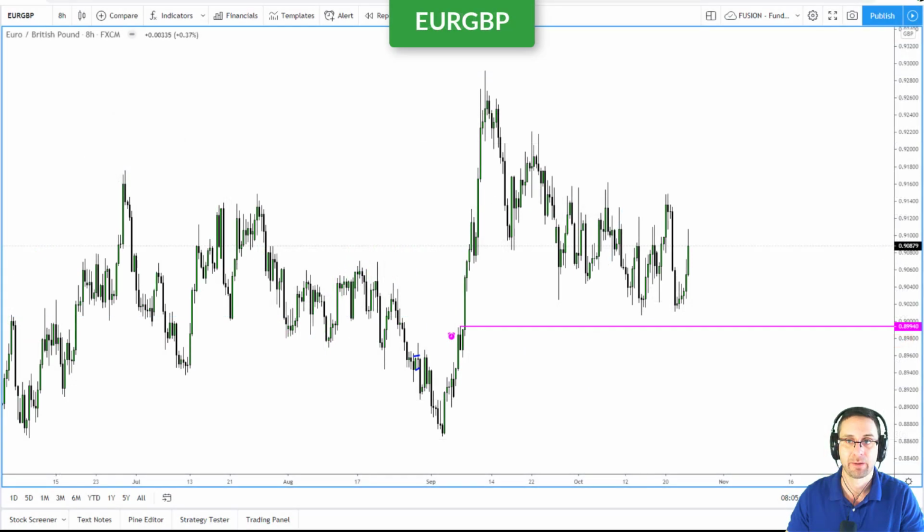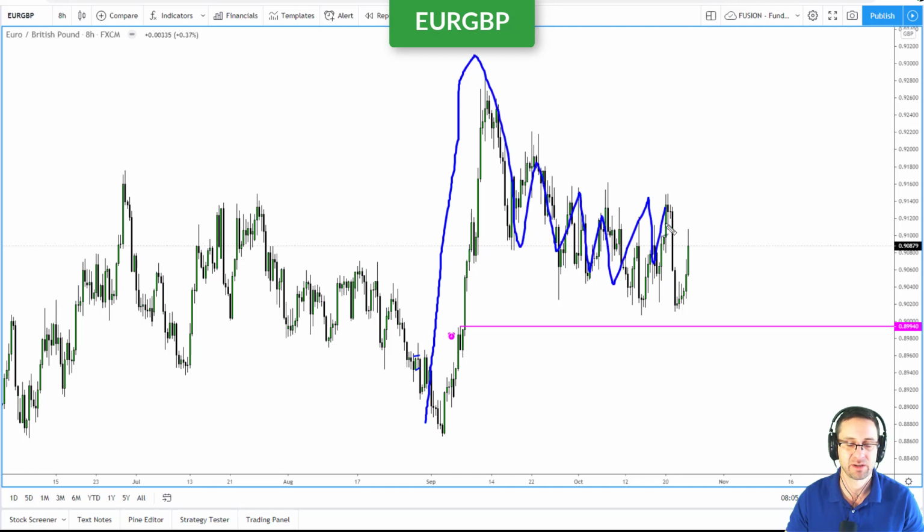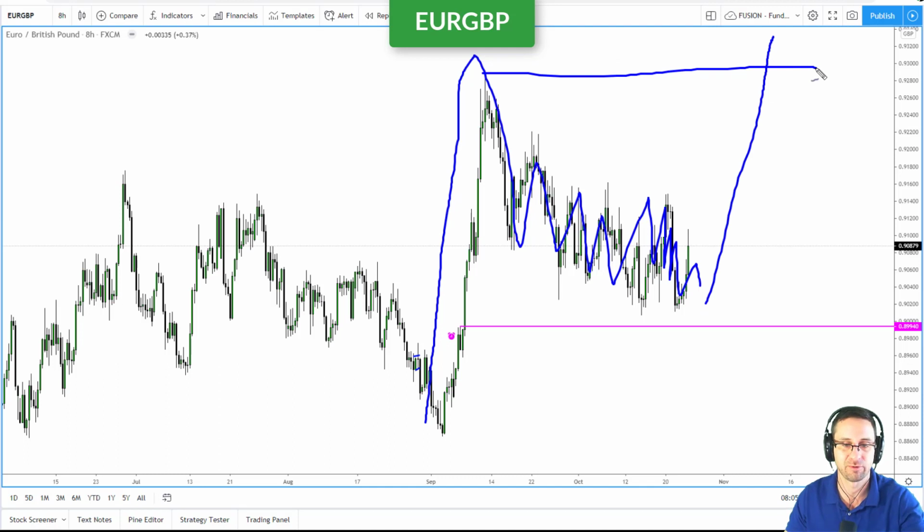Now here's a setup that I'm really looking forward to, and that is Euro Pound, and I'm on the 8 hour time frame here. And we had this market create this consolidation, and then we had this massive impulse, and since then we've had this consolidation happening. And we're looking for this market after it finishes this consolidation to shoot and take out these highs over here. So quite a big move we're waiting for.